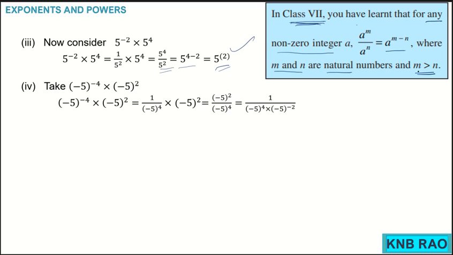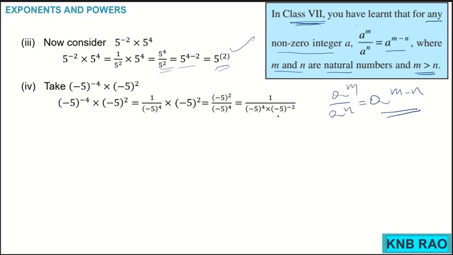Now the question comes, m is smaller than n. When m is smaller than n, how shall we do this? To avoid confusion, whether m is less than n or m is greater than n, just do m minus n only, where a power m divided by a power n is a power m minus n, whether m is greater or smaller than n.